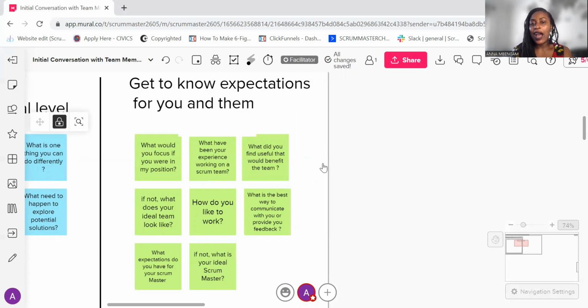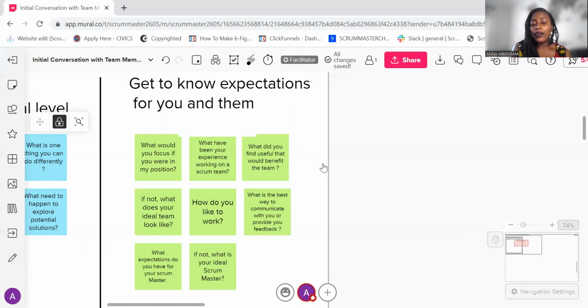You're going to learn how this person feels about being on a team in general, not just as a company, just on a team. Okay, what did you find useful that will benefit the team, right? Based on how you've worked with teams in the past, not the team currently, but the teams you've worked on in the past, what is something that has been beneficial because you're on a team, right? I just wanted to understand that.